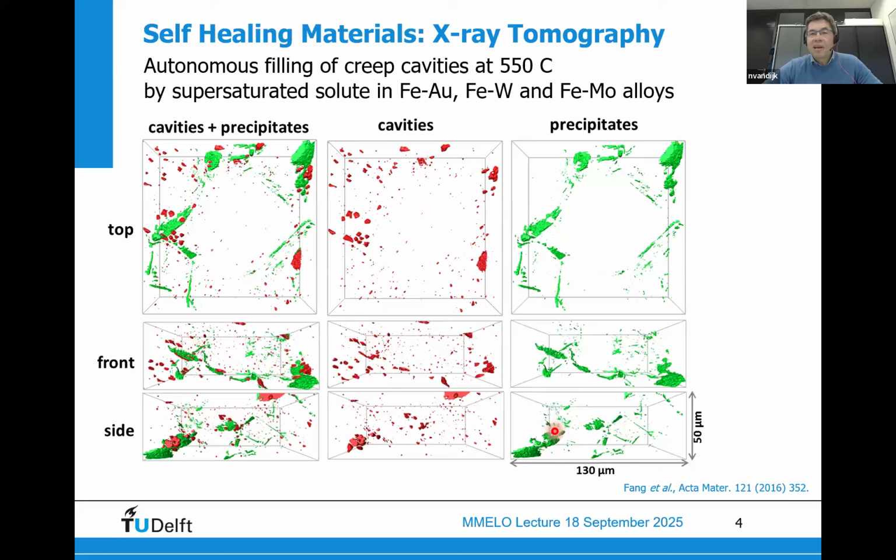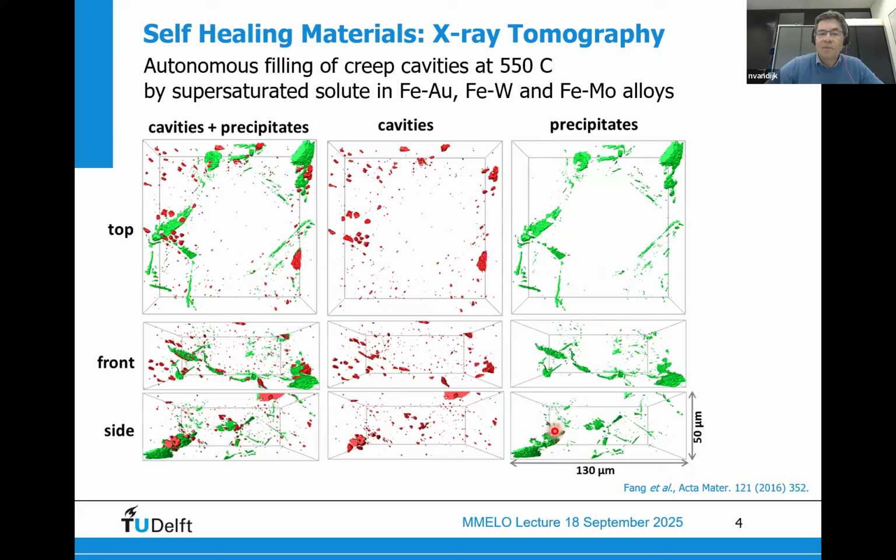So another activity we have been working on is self-healing materials. So those are also metals, iron-based metals. And at high temperatures under load, over time, you can make damage that occurs at the grain boundaries that are under load. And we have investigated different strategies to try to extend the lifetime by filling up those damaged sites by precipitation.